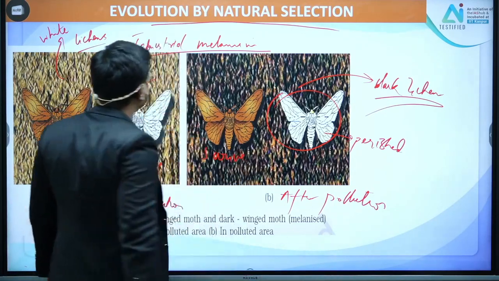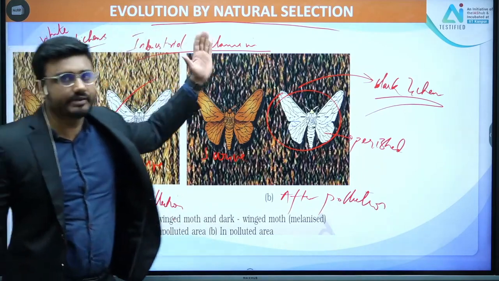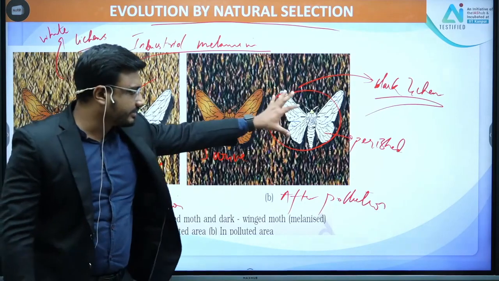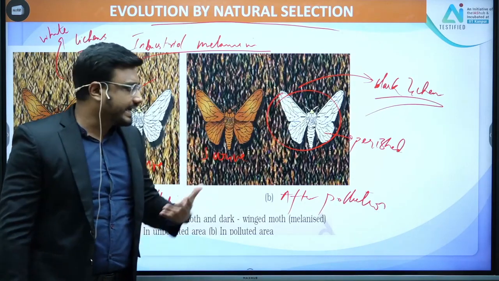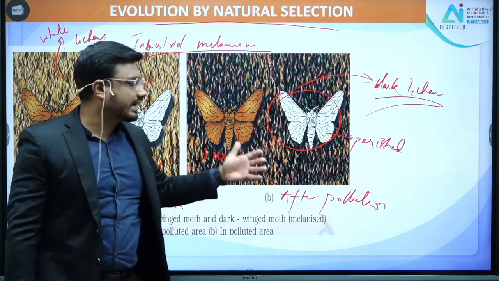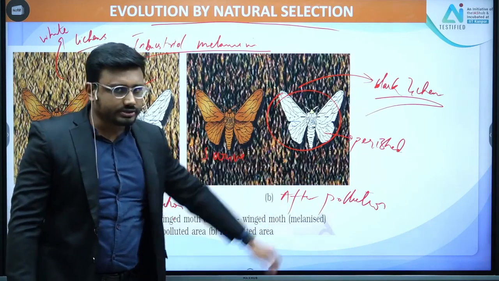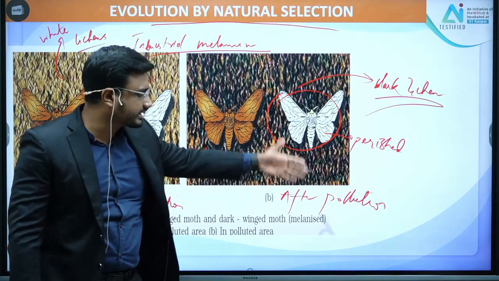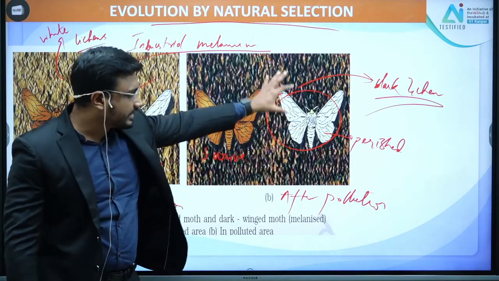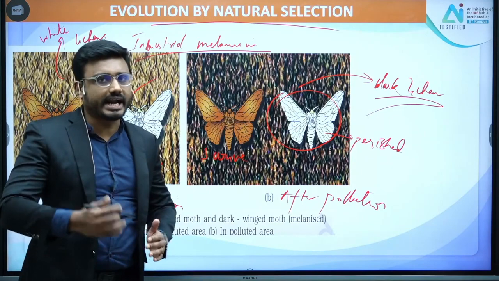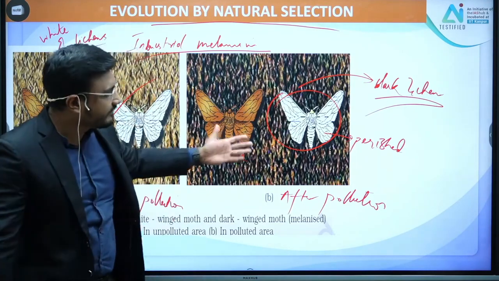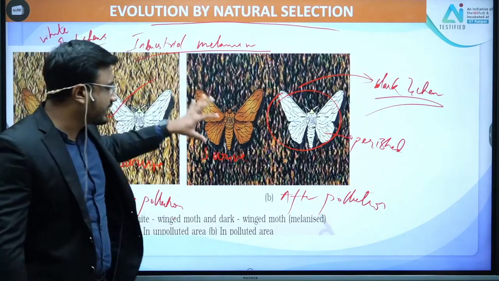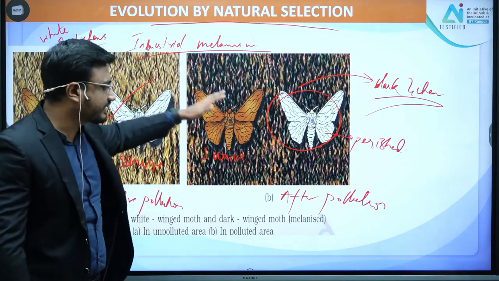So this is a classical example of evolution with the help of natural selection. After the pollution and the industries that were set up, the dark colored moths were better adapted to the environmental conditions and were naturally selected. Sorry, the dark colored moths were able to survive after the pollution.